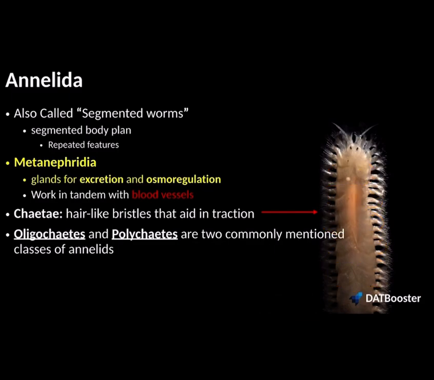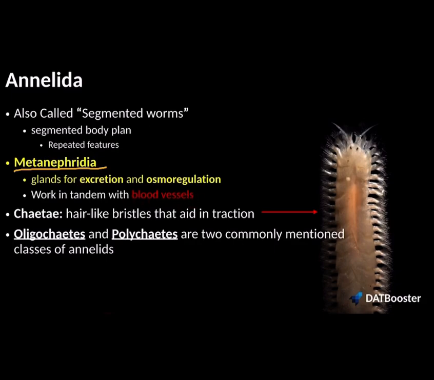So they have segments that are repeated, hence the name segmented worm. For their excretory system, they have specialized glands known as metanephridia. Now don't get this confused with protonephridia. Metanephridia are a type of excretory gland with a ciliated funnel opening into the body cavity, and that makes sense because these are coelomates. Another key characteristic of metanephridia is the fact that they work in tandem with blood vessels.